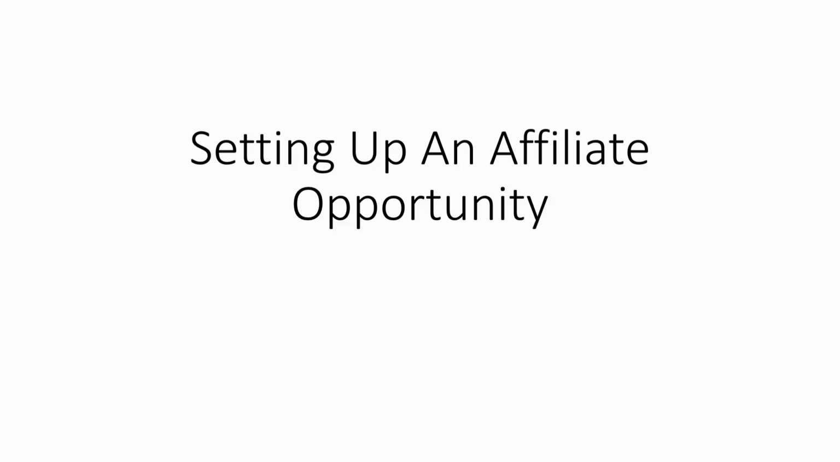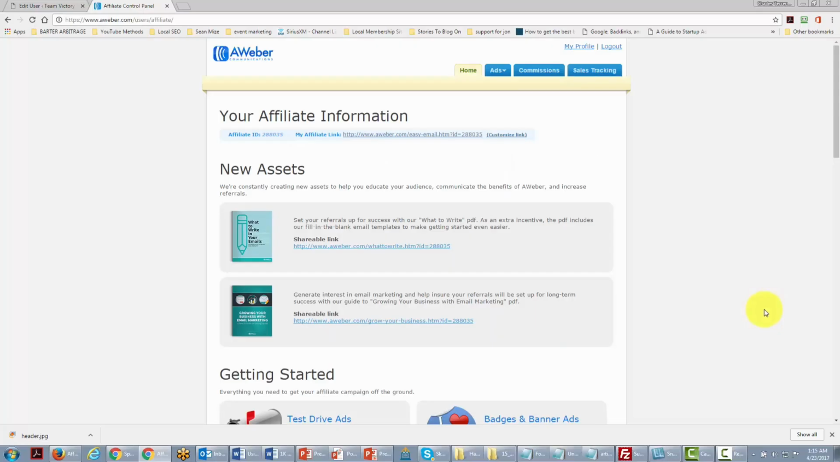Welcome back. Now in this video, we are going to be discussing setting up an affiliate opportunity. You are now looking at the affiliate area for Aweber, an autoresponder company. The reason that we've come to Aweber is because they have several different kinds of ads for their affiliate program. And one of the things that you will notice if you go into the ads area is that they have video ads, and they have badges and banner ads.